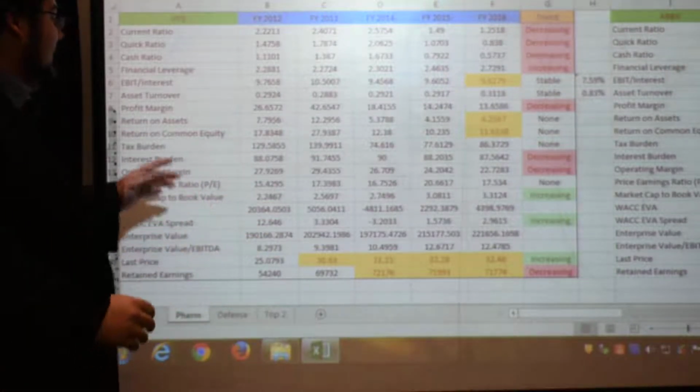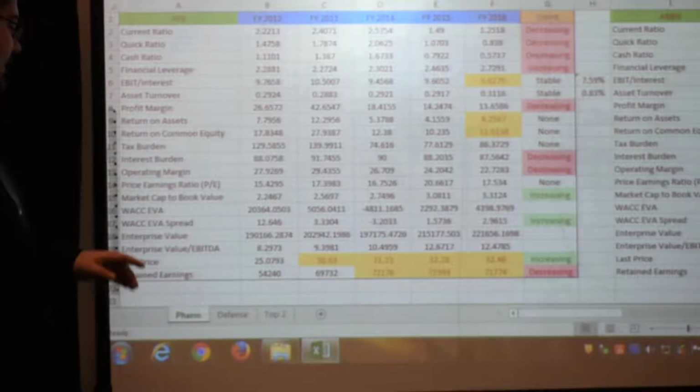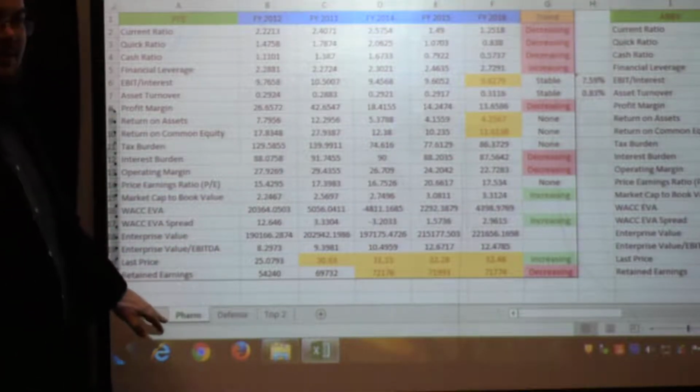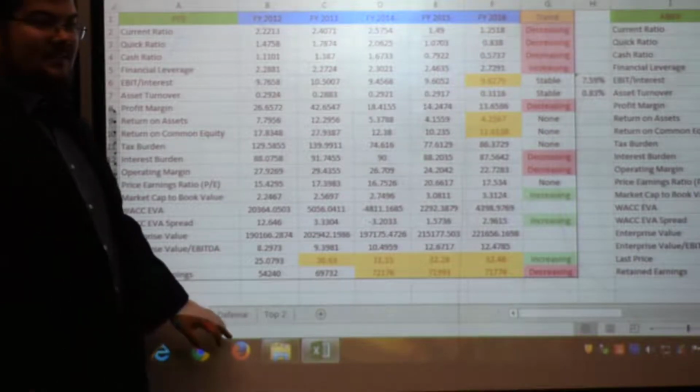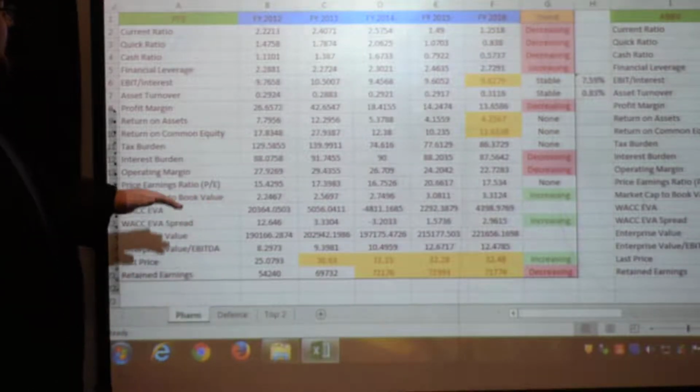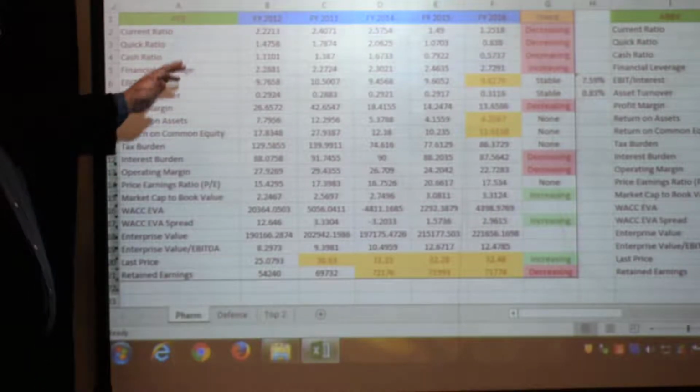For this project, we compared 10 different companies across 2 different industries. Our first industry is large pharmaceutical stocks, and our next are defense stocks. Now, the first company we're going to look at is Pfizer, or PFE.